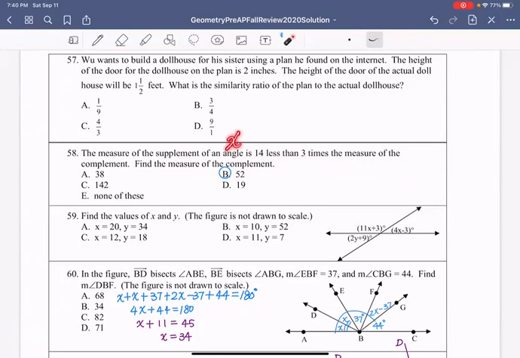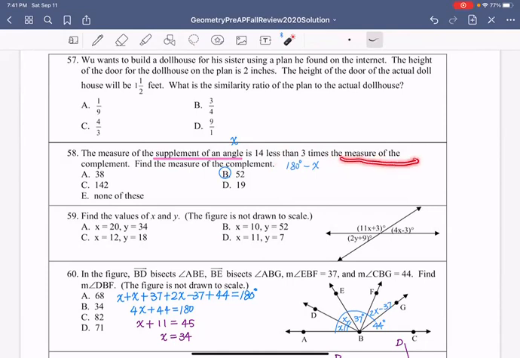The angle is x degrees. The supplement of the angle will be how much? 180 degrees, 180 minus x. Correct? Supplementary angles are 180, right? Supplementary means their summation is 180. So the supplement of the angle is this piece.